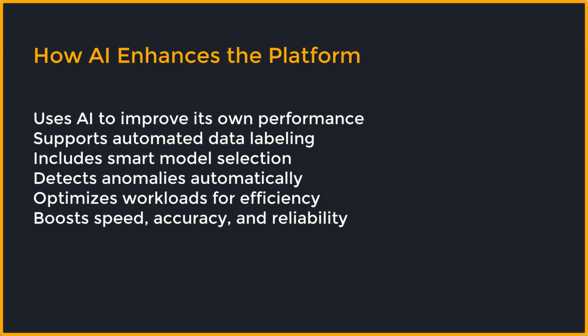Now, AI enhances the platform. Vertex AI isn't just a tool for building AI, it uses AI internally to enhance its own performance. So, features like automated data labeling, smart model selection, anomaly detection, and workload optimization are all powered by Google's cutting-edge AI infrastructure. Now, this helps you move faster, and with more accuracy and reliability.